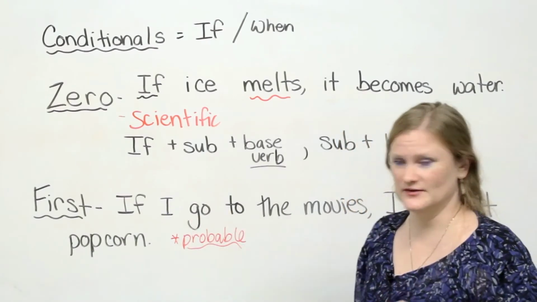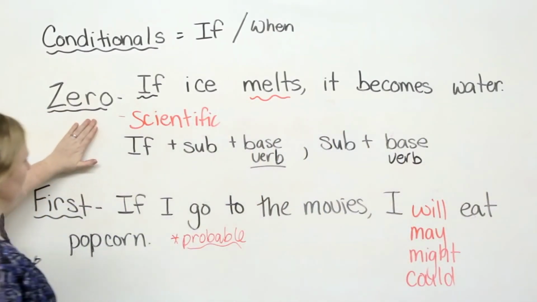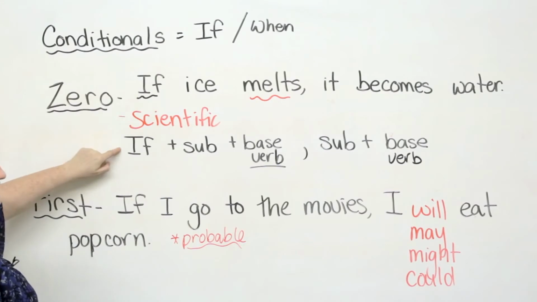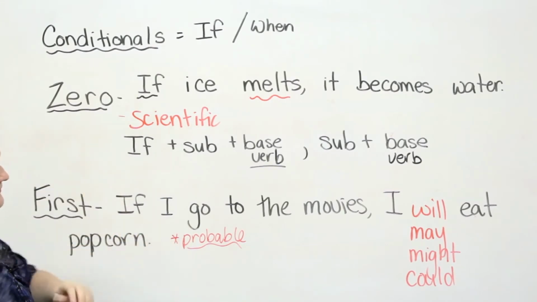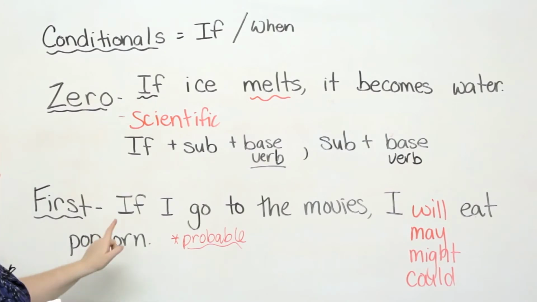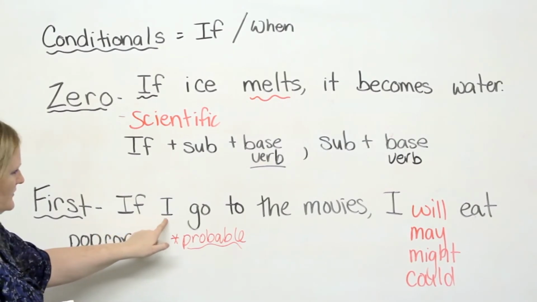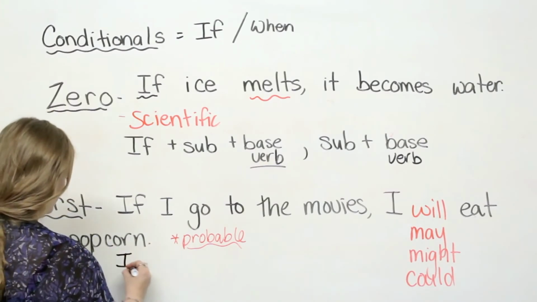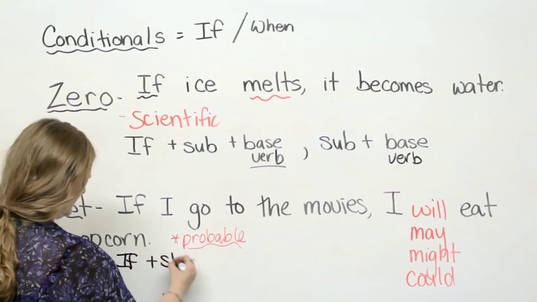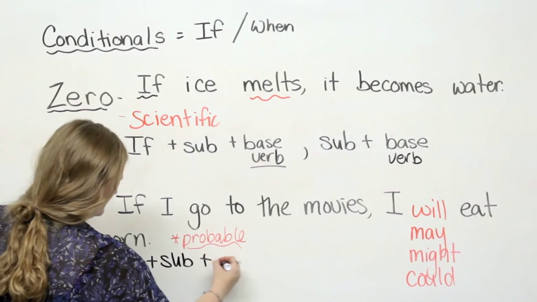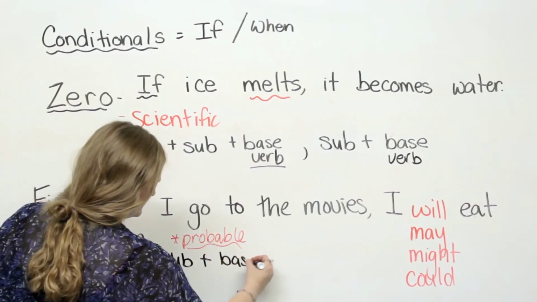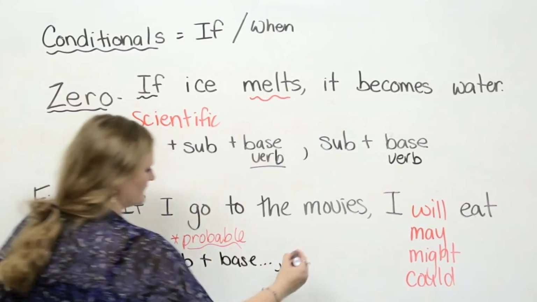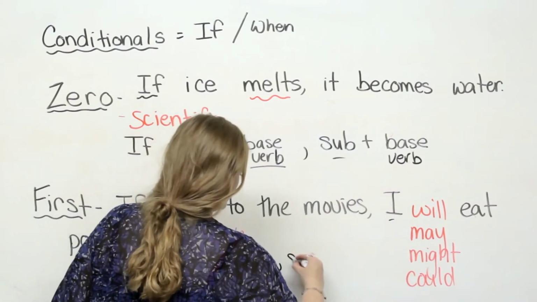Let's look at the structure of this one. In the zero conditional, this is the structure. Can you tell me what's different about the first conditional? We have if plus subject plus base. So this is going to be the same. If plus subject plus base. Then again we have subject.